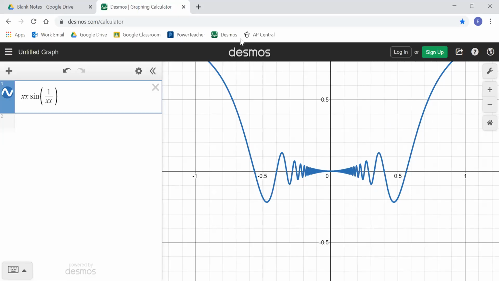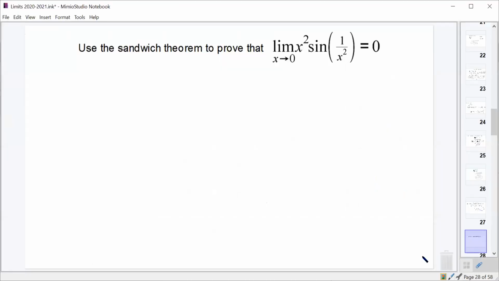since we can't figure out what this limit is without some other method other than just plugging in numbers, because if we just plug in numbers here, if we just plug in our 0, we end up with 0 times the sine of 1 over 0, and the sine of 1 over 0 we can't do because 1 over 0 is undefined. And even though it's 0 times something that's undefined, we can't just assume that that's actually 0, unfortunately. 0 times infinity is an indeterminate form, just like 0 over 0 is.